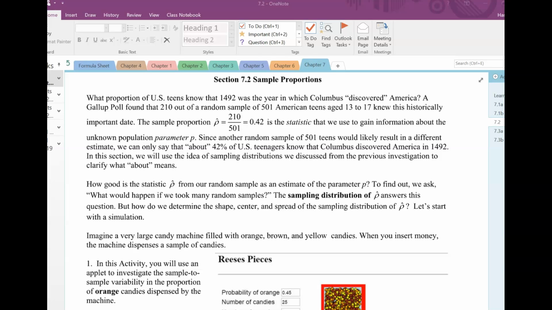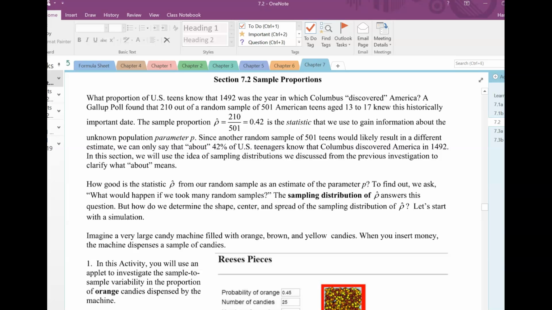This is the statistic from the sample, and we're going to use this to gain information about the unknown population parameter, P. Since another random sample of 501 teens would likely result in a different estimate, we can only say that about 42% of U.S. teenagers know that Columbus discovered America in 1492. So what we're going to do in this section is clarify what we mean by about.